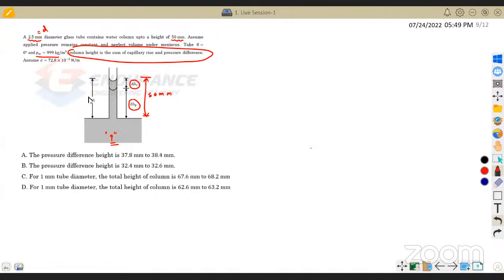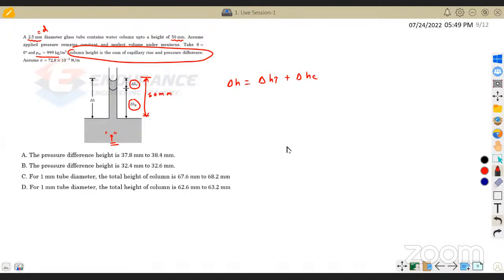So for the total height, just consider the example of a piezometer. In a piezometer, what will happen? If the pipe is there and I connect a piezometer to it, there will be a rise. But that rise is entirely due to pressure. But here the rise in height, delta H, is not only due to pressure but also due to capillarity. That is what is given.